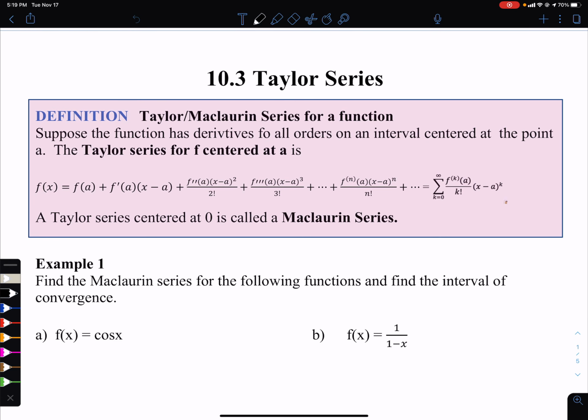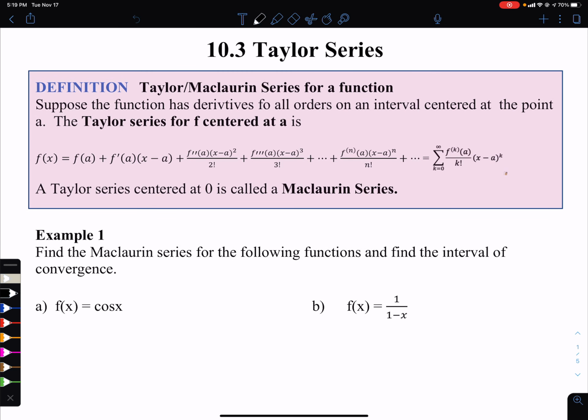This is chapter 10, section 3, talking about Taylor series. There's not really anything new here. It's more just definitions and things to think about. So we're just going to do some examples, and that's it.